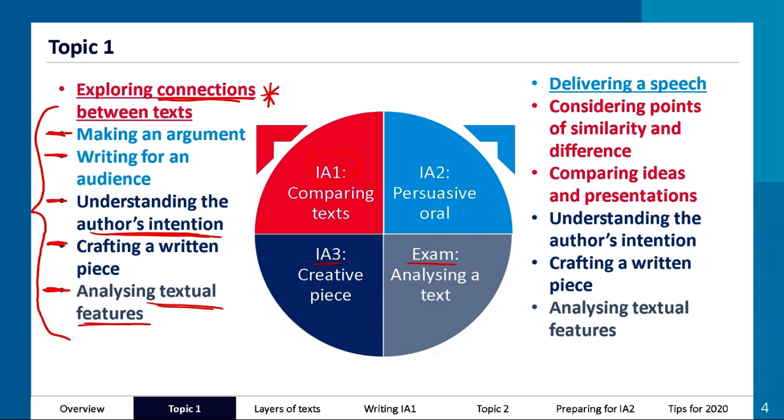Within that speech, though, you're considering points of similarity and difference. You're weighing up different arguments. You're looking at the for and against and the for different reasons or against for different reasons. And you're comparing the ideas and presentations. You are looking at the portrayals of different ideas in the media. You've probably done a lot of that in Units 1 and 2 already. And then crafting your own response. You are the author here. So you are demonstrating your understanding of authorial intention by being the author, by creating your own persuasive argument and trying to make the audience think or feel or believe something.